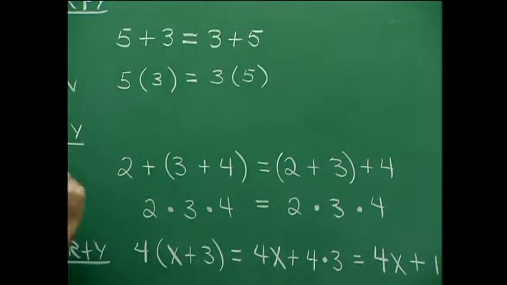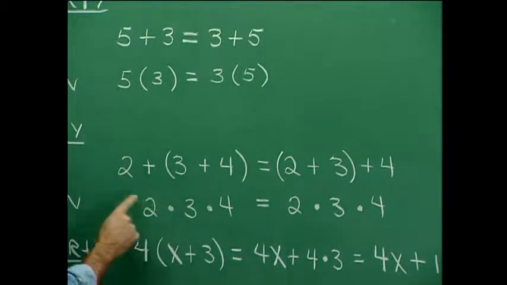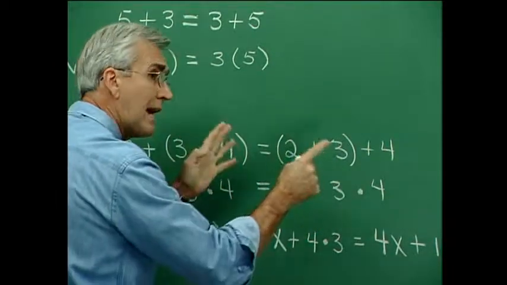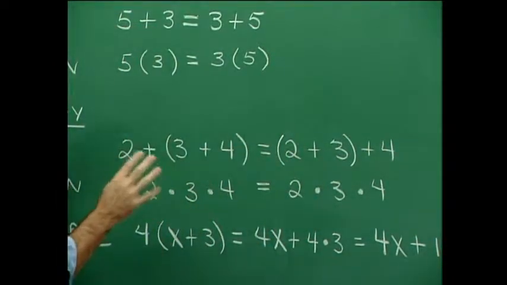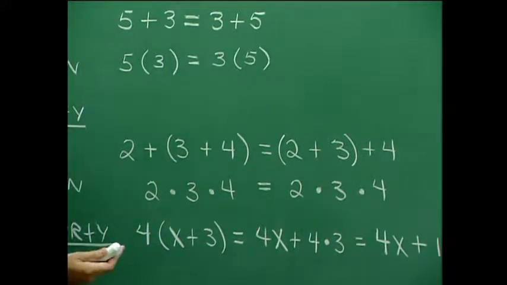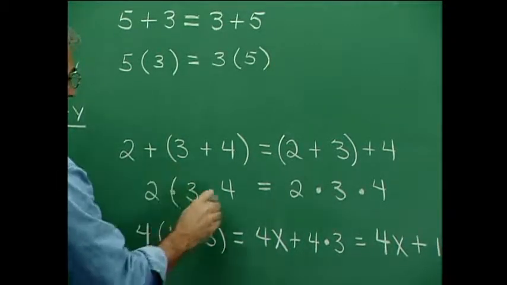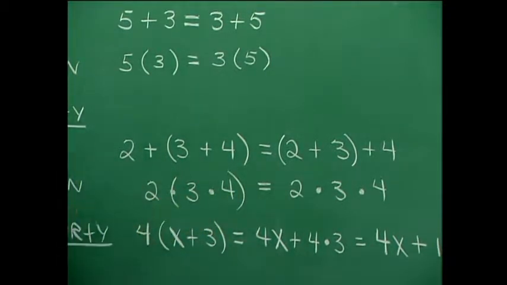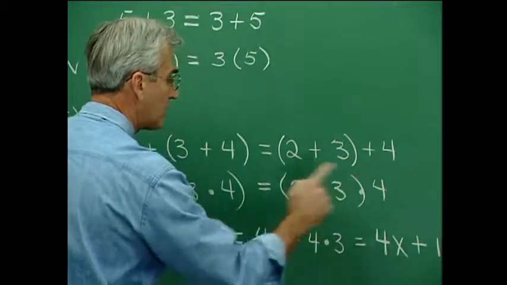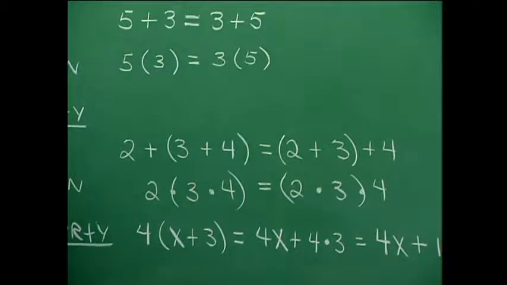So we are just changing the association of the numbers under this property. Now, notice that the order of the numbers hasn't changed. We have 2, 3, and 4 in that order, 2, 3, and 4 in that order. It's only the association of them, the grouping of them, that's changed. Under multiplication, it's the same idea. If I have 3 numbers to multiply, I can multiply those 2 first and then that product times 4, or I can multiply 2 times 3 and then that product times 4 and have the same result.